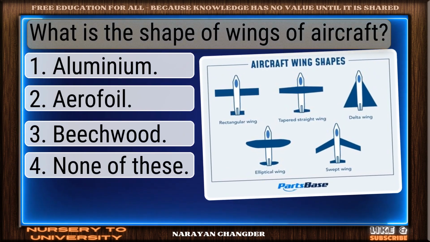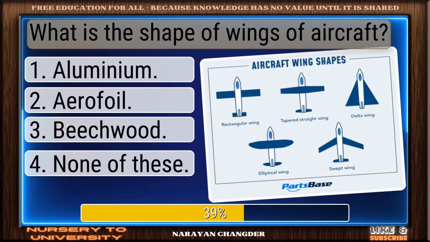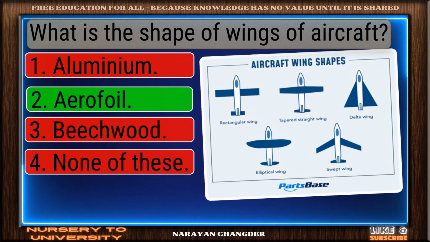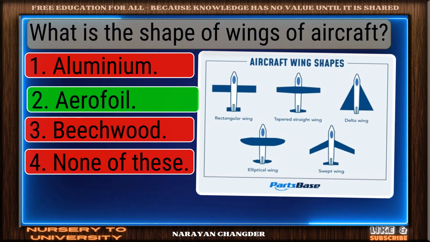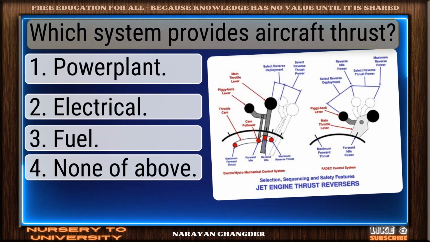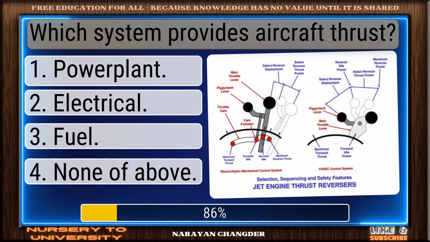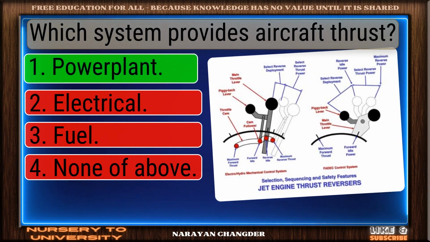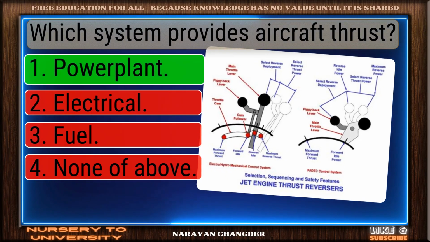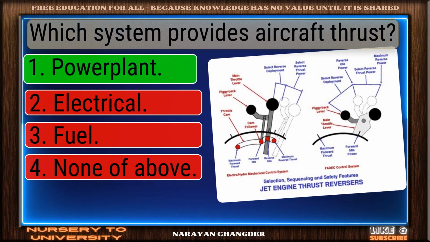What is the shape of wings of aircraft? Sharp thinking. Aerofoil is the right choice. Which system provides aircraft thrust? Nice selection. Power plant is the correct and valid answer.